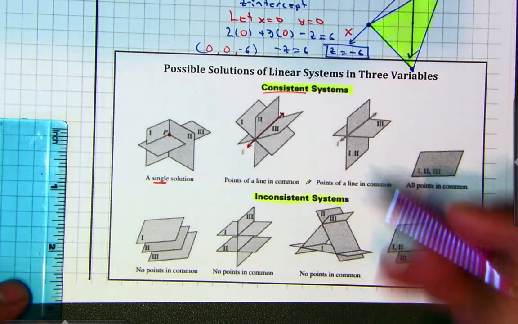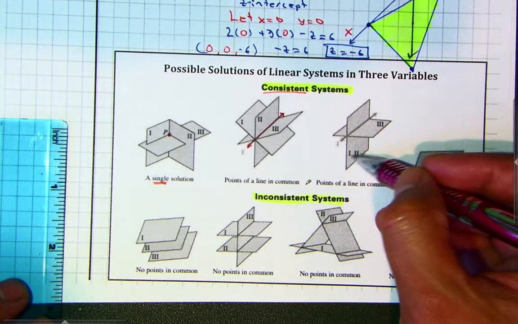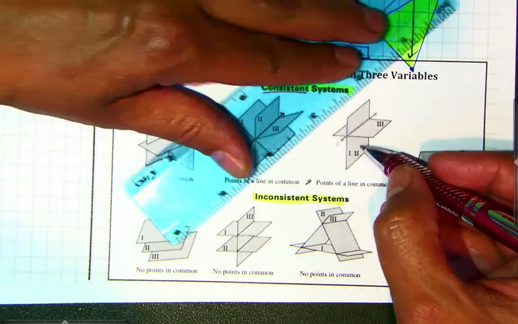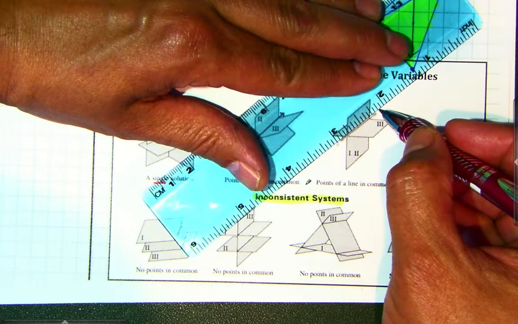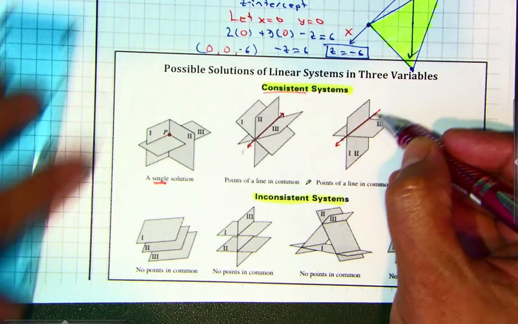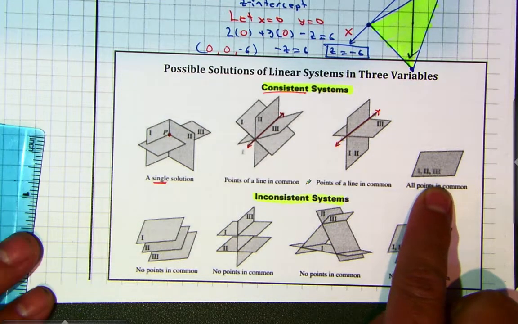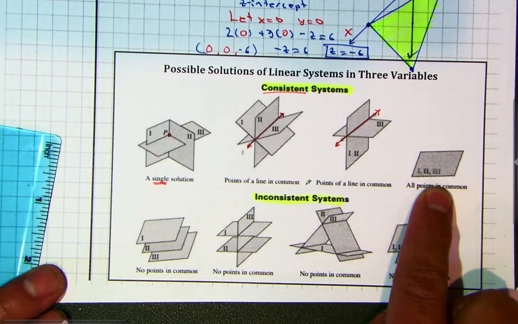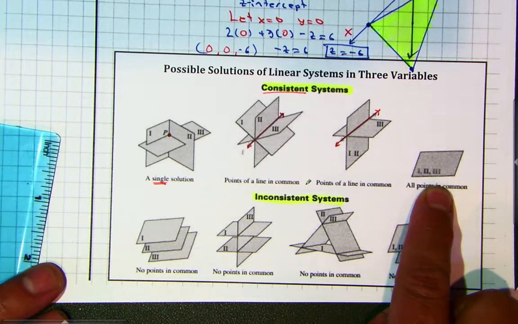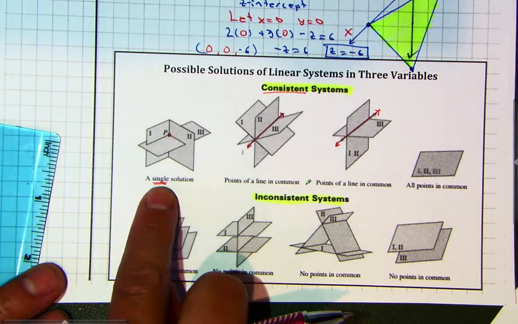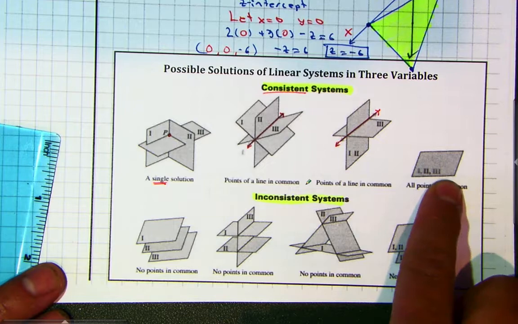Or if we have 2 planes that are exactly the same, and then we have one more plane going through both of them, we still have an infinite number of solutions. Or in this case, all 3 planes are the same, then we also have an infinite number of solutions. So we can have one solution or infinitely many solutions in those 3 cases.